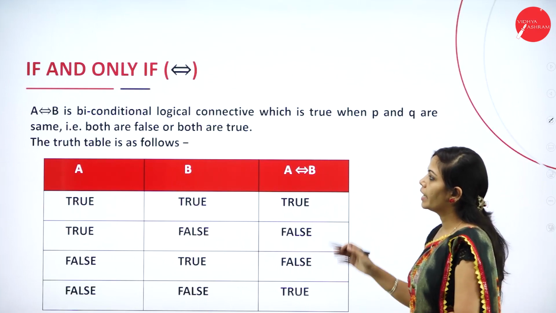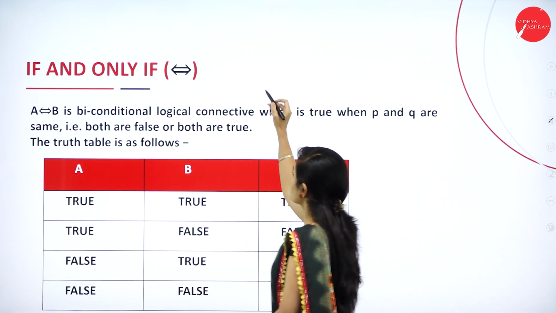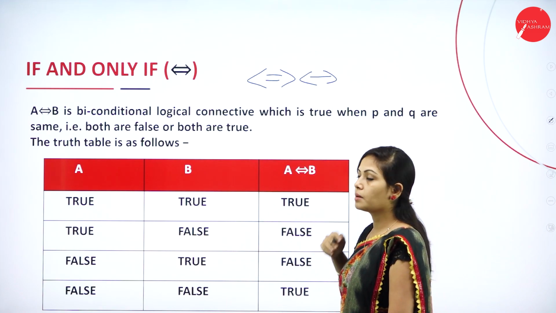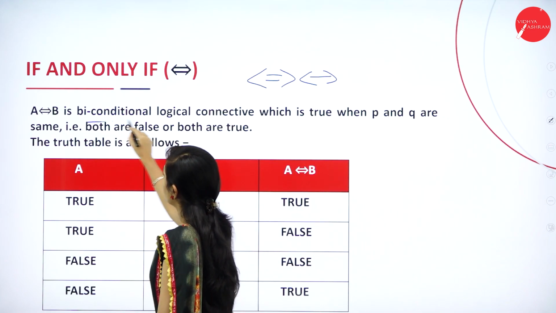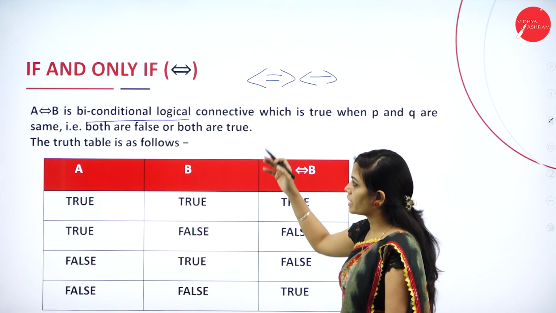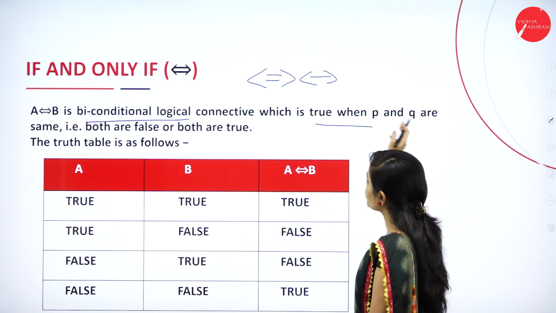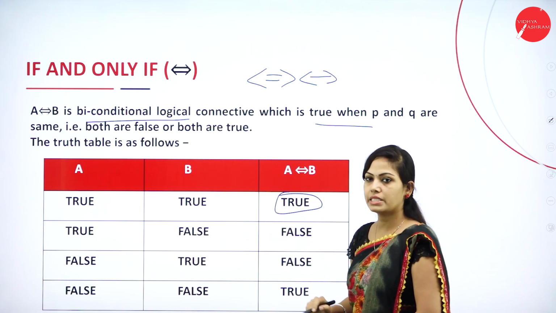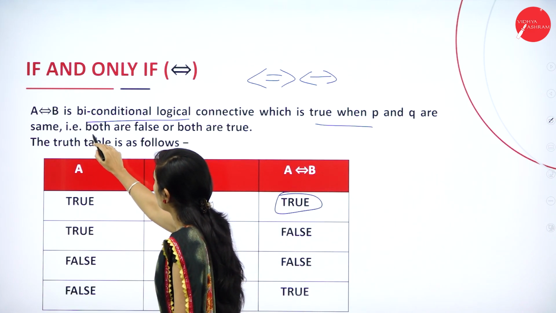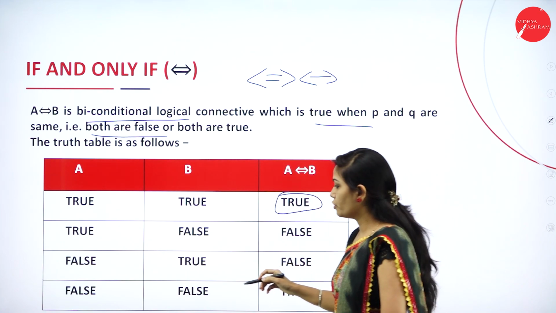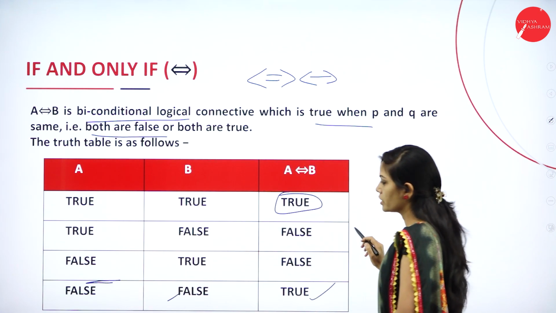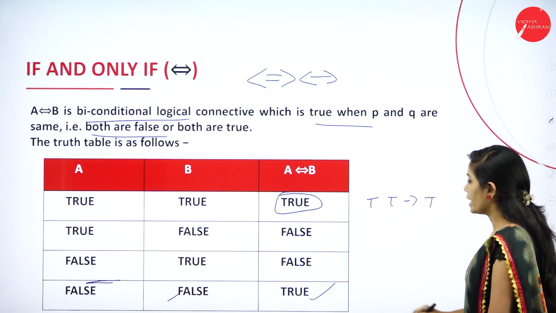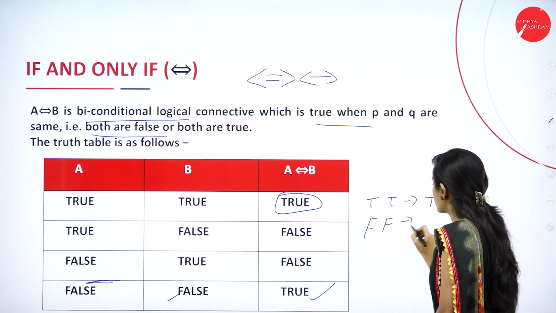And the next statement is "if and only if". It is represented by this symbol or this one. This is called a biconditional statement. It is a biconditional logical connective, which is true when P and Q are the same. When P and Q are the same, it is a true statement, that is, both are true or both are false. If both are true, the condition is true, and if both are false, the condition is also true.